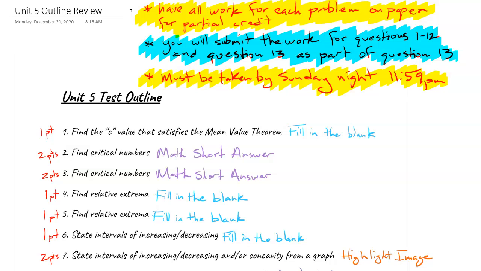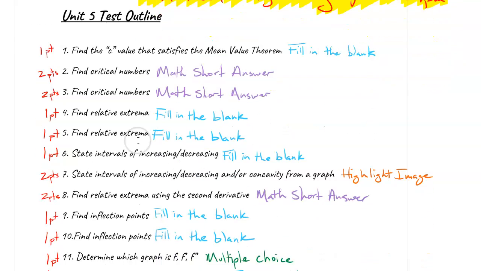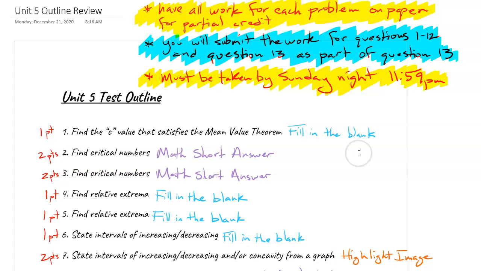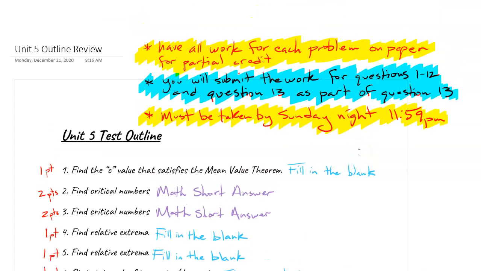The first 12 questions are going to be in Schoology. Some of the questions you just put a number answer, some you write a short answer, etc. But all of the work should be written on paper. And when you get to question 13, which is an FRQ, you're going to submit your work for 1 through 12 on one document, and then submit your work for question 13, which is the actual answer for 13, in a separate document.